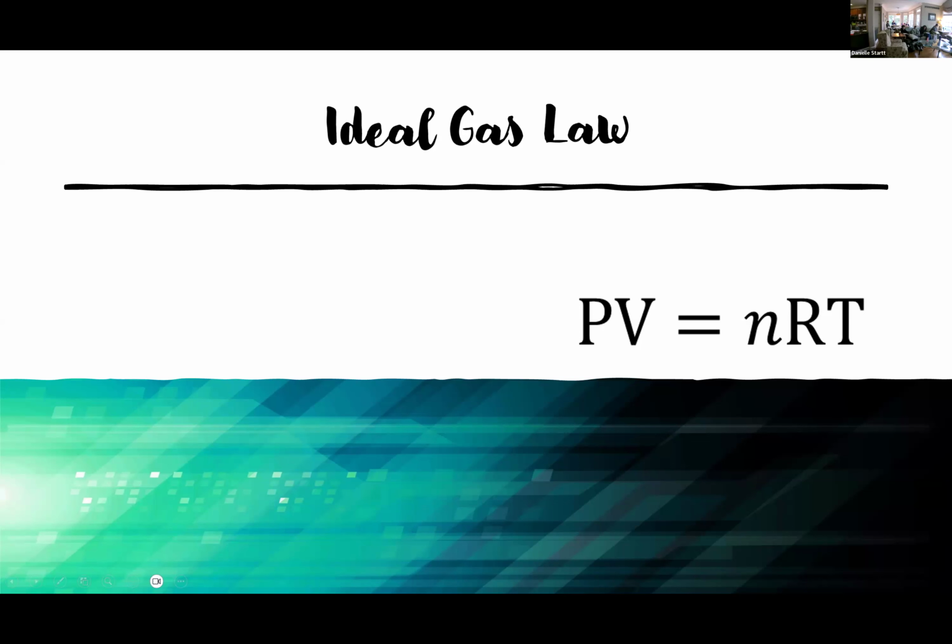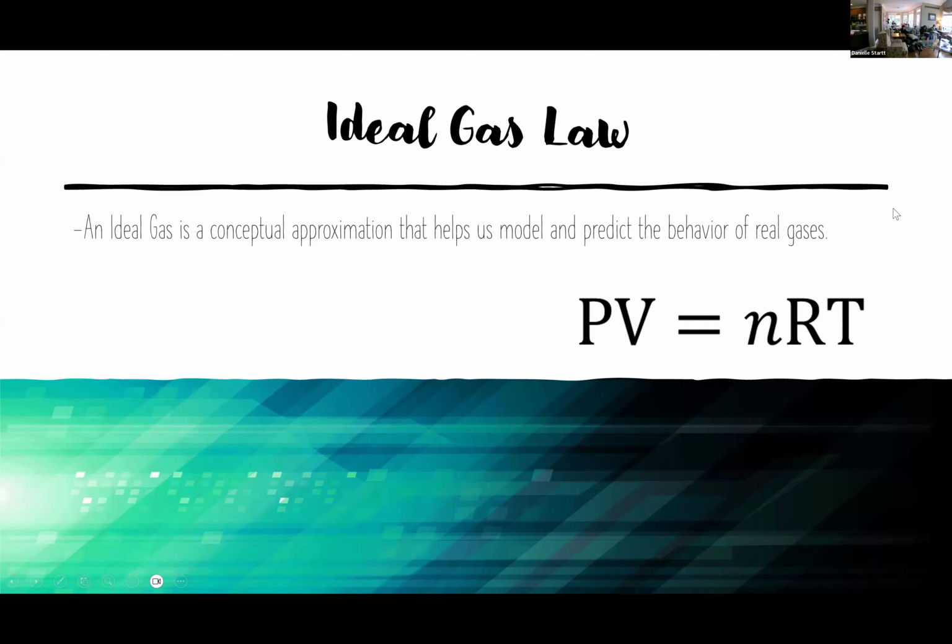So Pivnert, PV equals nRT. In this case, we're going to break this down and show you what it means. But we also have to understand what an ideal gas is. So an ideal gas is a conceptual approximation that helps us predict the behavior of real gases. What the heck is a conceptual approximation? What's meant by that? Jordan? It's a theoretical gas. It's an imaginary gas. It doesn't exist.